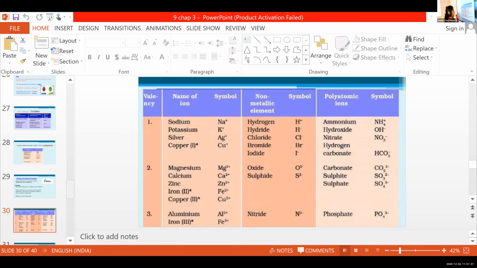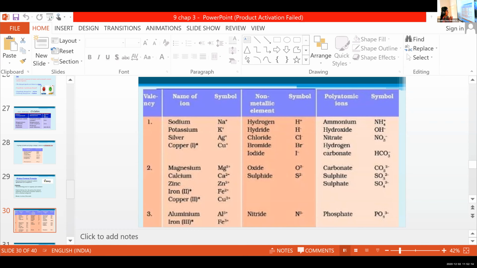Next one. Hydroxide, OH minus. Nitrate, NO3 minus. Hydrogen carbonate, HCO3 minus. Okay, that's enough. They all have valency 1.